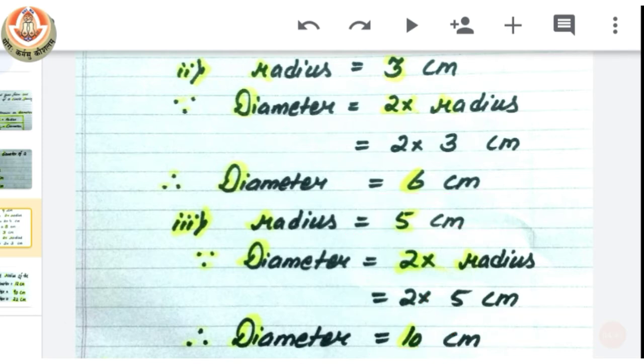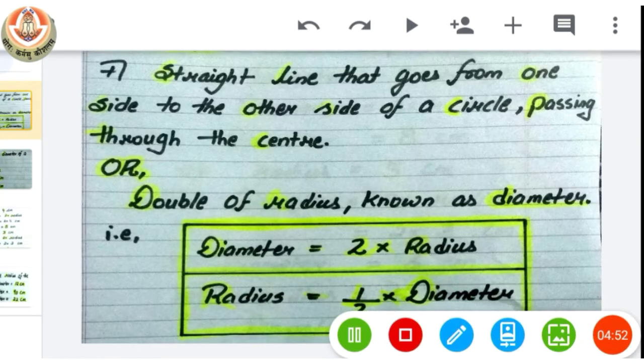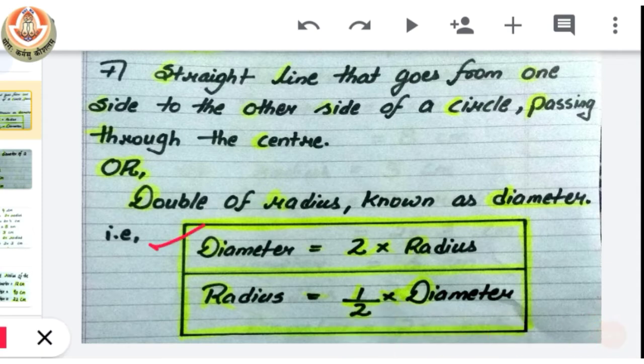So it is very easy. We just have to remember two things, which are these two formulas: diameter is double of radius, and radius is half of diameter. So let's see how we can find the radius if the diameter is given.